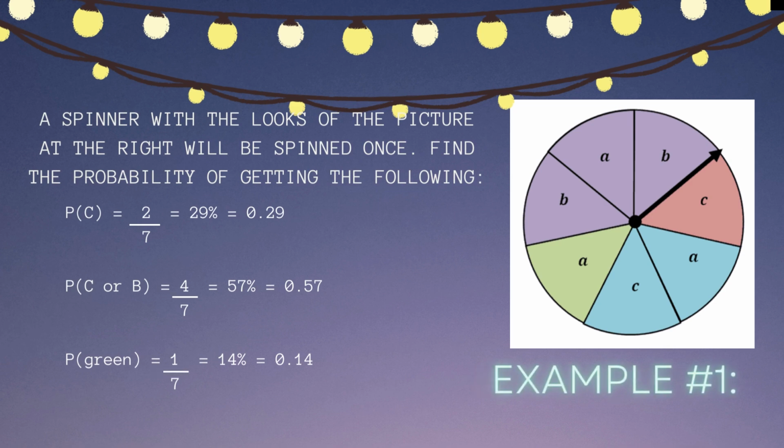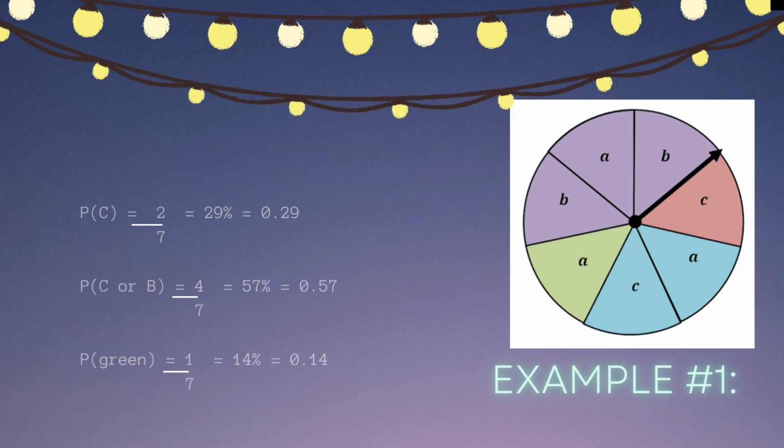Probability of getting the letter C is equal to 2 over 7, since among the 7 parts, 2 of them contain the letter C. To get the percentage of the probability, divide 2 by 7 multiplied by 100 and get 28.5 and so on. Round it off and get 29% out of 100%.